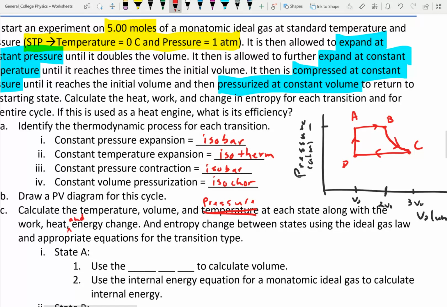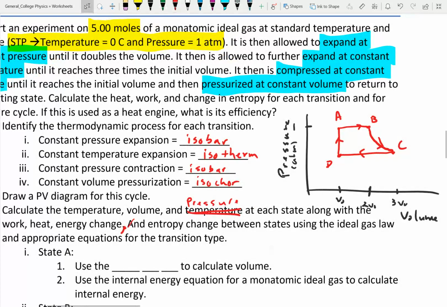Wow, I must have done this late at night. An entropy change between the states. Yes, I see what I did there. I had these as separate things and combined them. It should be a comma, lowercase, comma, because I very much believe in the Oxford comma. An entropy change between states using the ideal gas law and appropriate equations for the transition type. Those appropriate equations are all over to the right in that table I made.